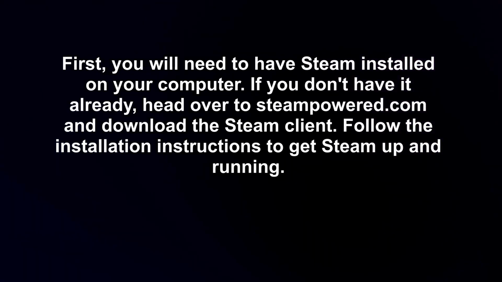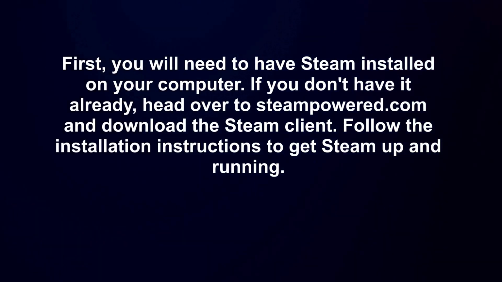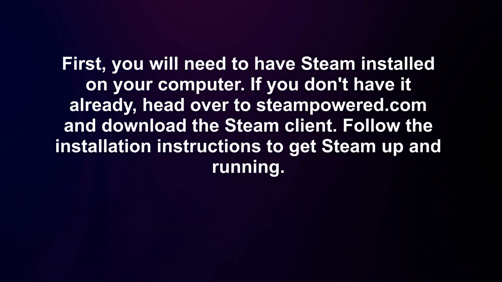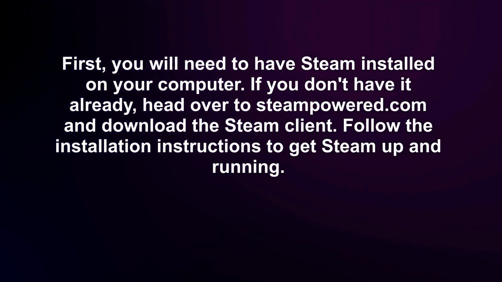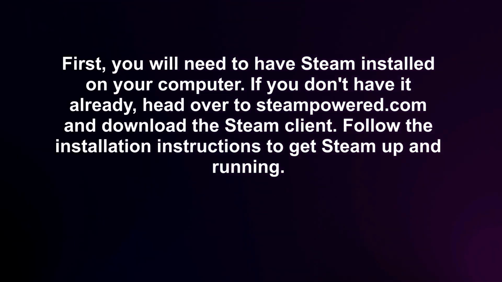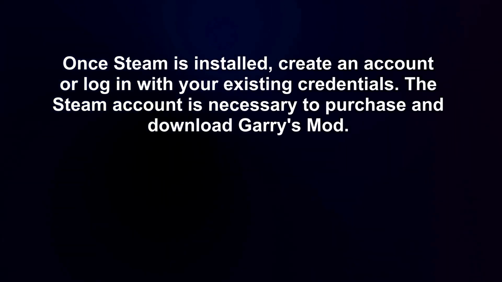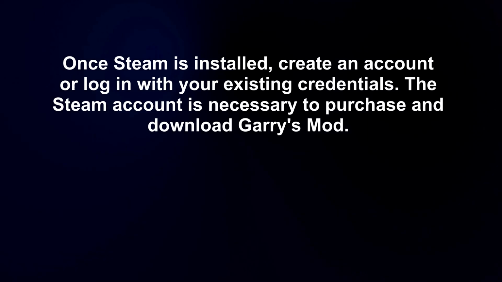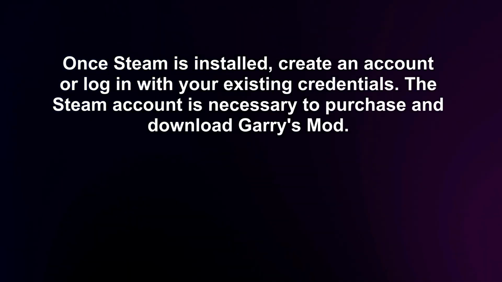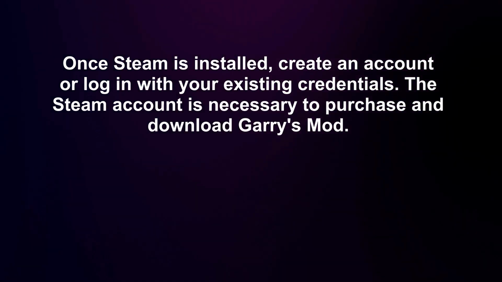First, you will need to have Steam installed on your computer. If you don't have it already, head over to steampowered.com and download the Steam client. Follow the installation instructions to get Steam up and running. Once Steam is installed, create an account or log in with your existing credentials. The Steam account is necessary to purchase and download Garry's Mod.